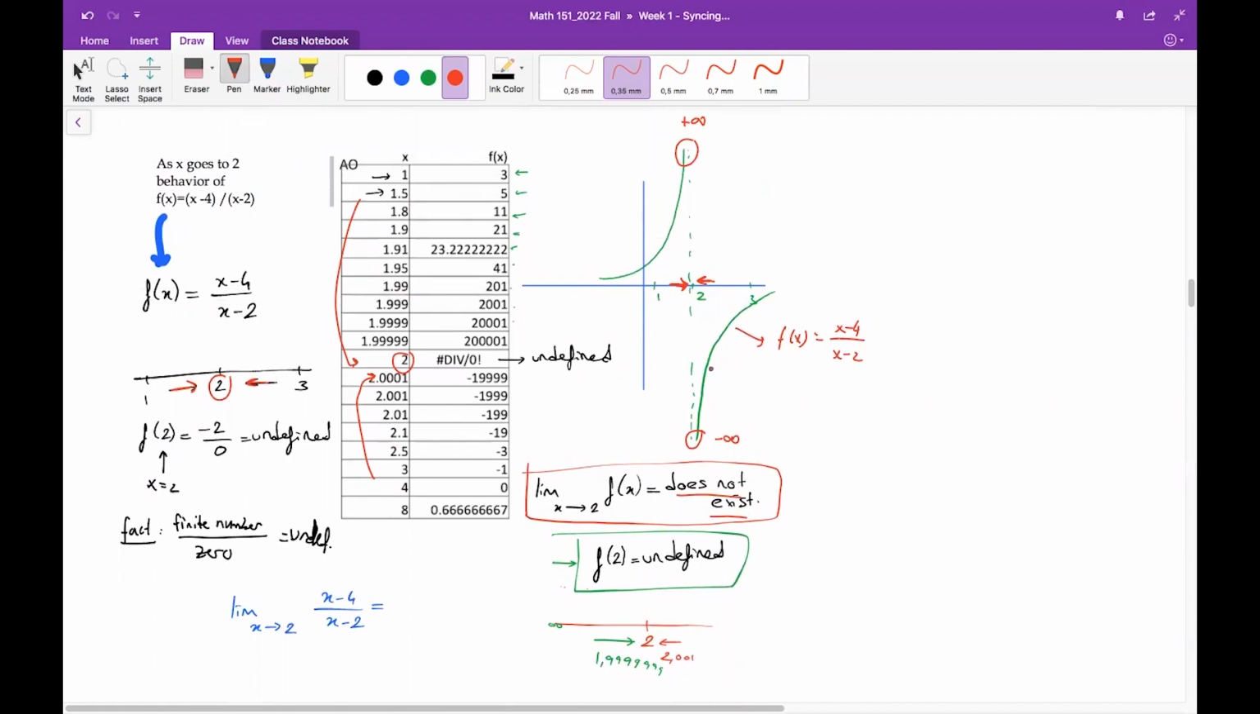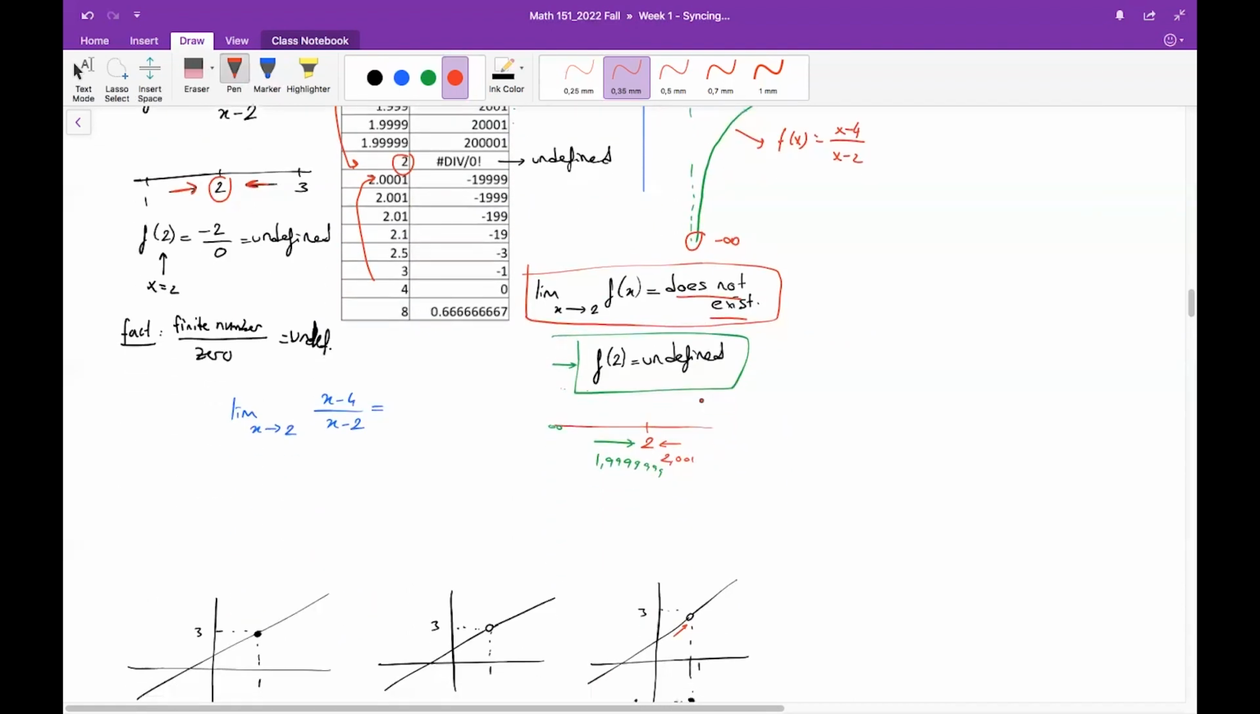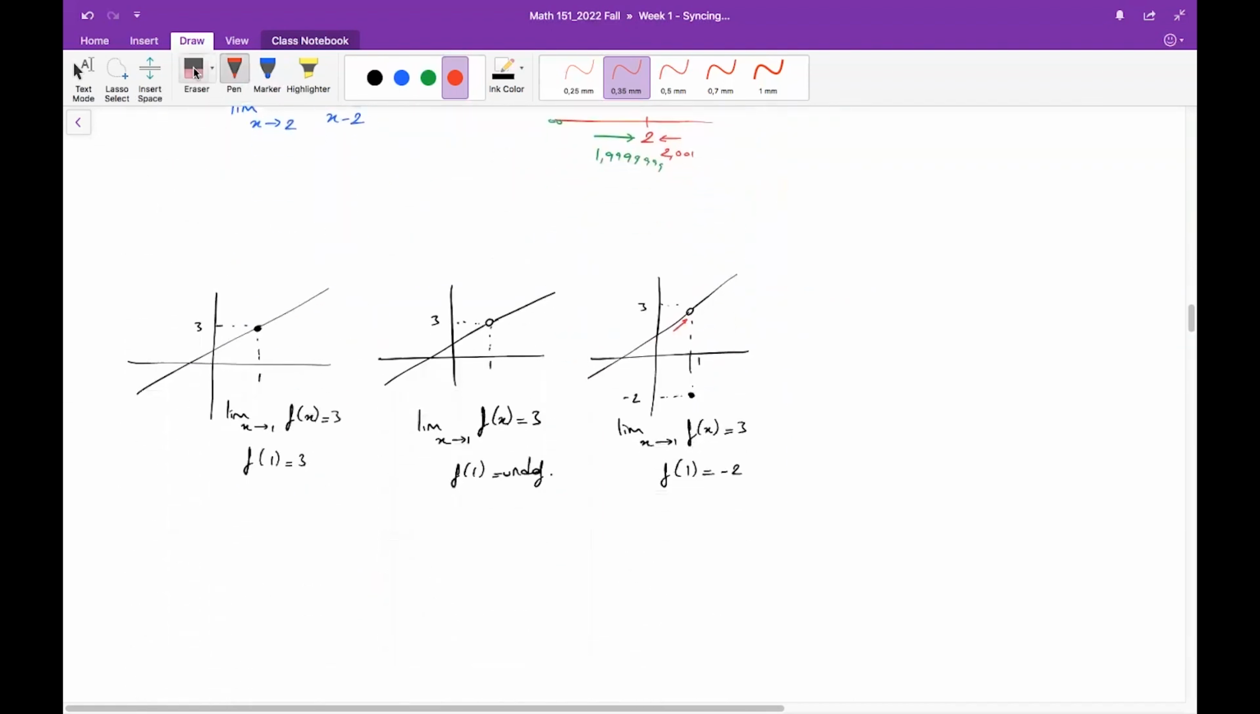What is the reason? The reason is that there is no particular finite number, no unique finite number, towards which your function is approaching. Okay, another example. Here, you will see 3 different situations in which your function has a limit, but it behaves differently at the limiting value 1, okay?